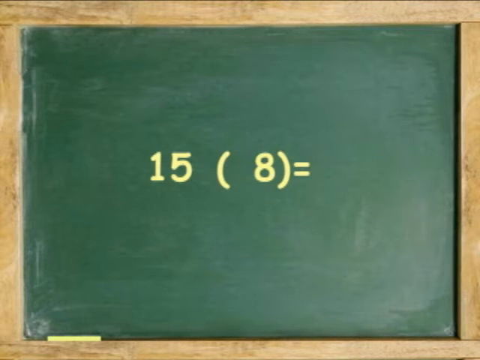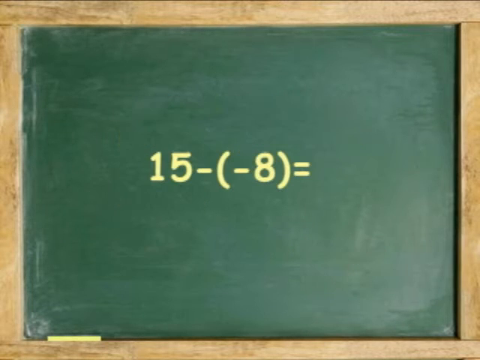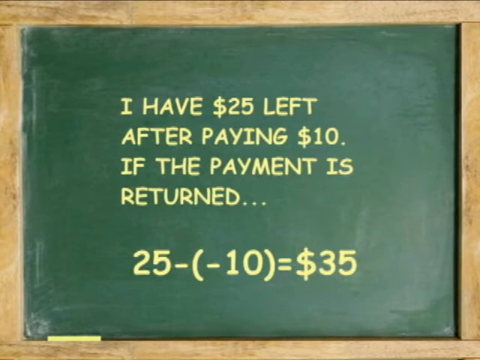Algebraic subtraction involves taking away a positive number. For example, I have $15 in my pockets and take away 8 to buy lunch. Positive 15 minus positive 8 equals $7 left. Now let's try taking away a negative number. For example, I have $25 left after paying $10. If the payment is returned, 25 minus -10 equals 35.